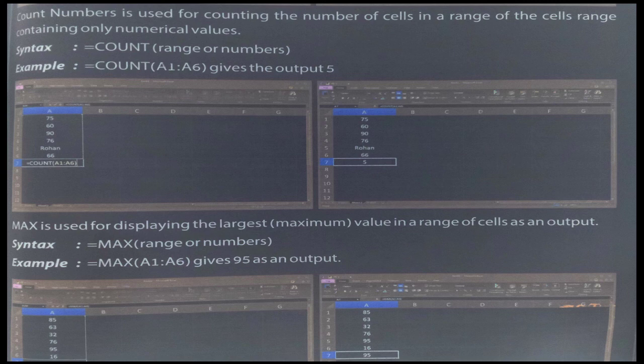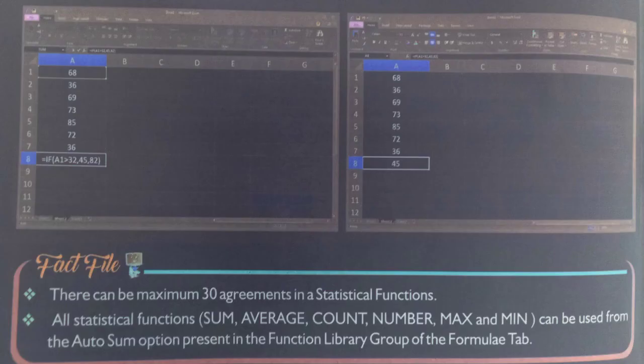Next is maximum, that is max. Max is used for displaying the largest, that is the maximum value in the range of cells as an output, and the syntax used is max, range or numbers, and you can see in the images which are shown in your book. Minimum, if, and there are many other commands and functions which are used in MS Excel. There can be maximum 30 arguments in a statistical function. All statistical functions like sum, average, count numbers, max and minimum can be used from the AutoSum option present in the function library group of the formula tab.